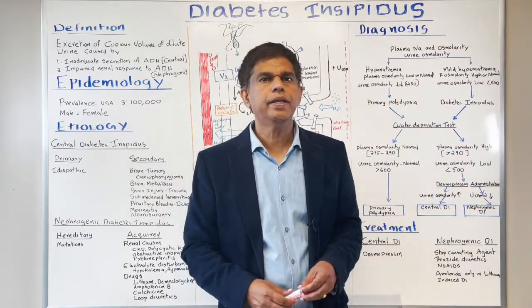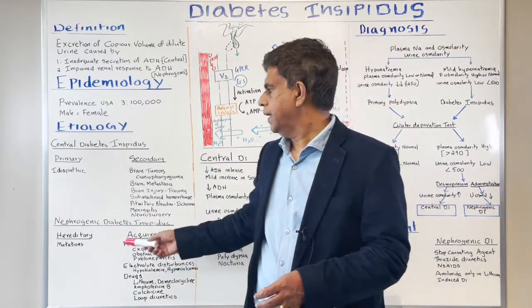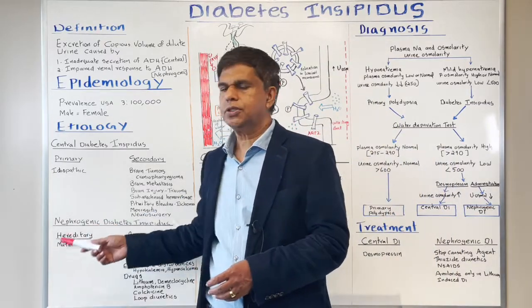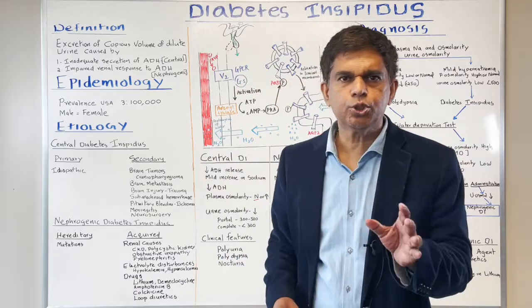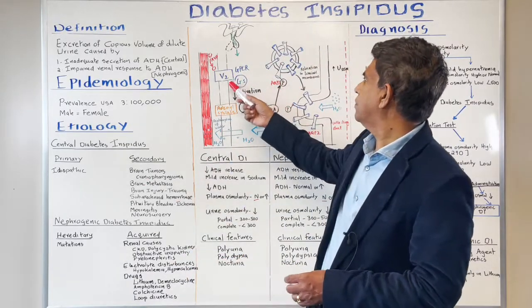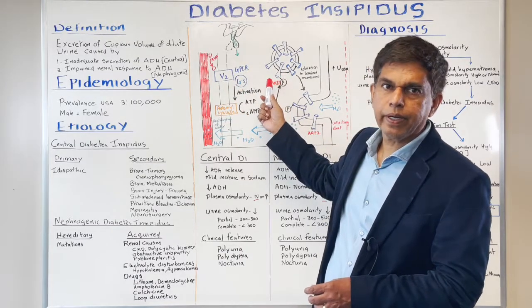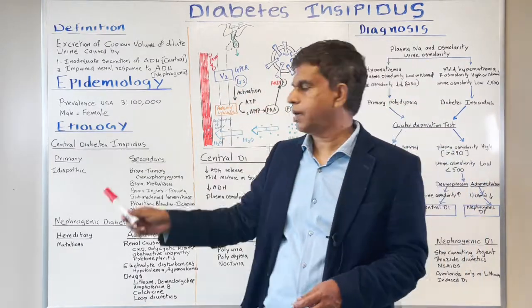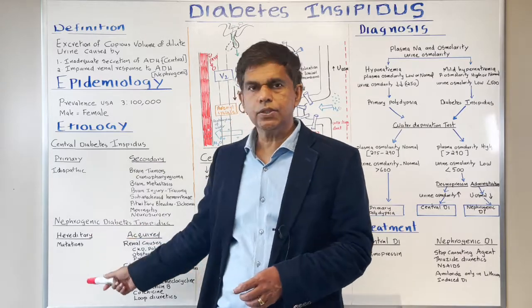Now let's look at nephrogenic diabetes insipidus. One thing we have to know, the first thing is there is hereditary. There are some mutations. Where are the mutations happening? In the V2 receptor and the aquaporin. Those are the two places the mutation is happening. Remember that. Now, the acquired is very important.